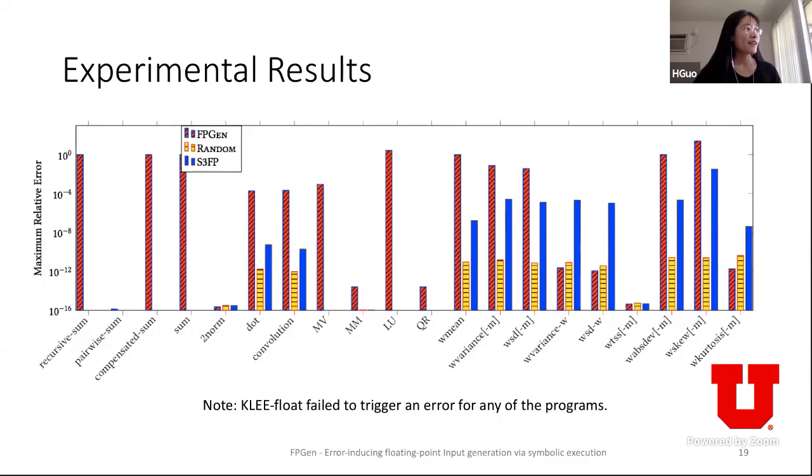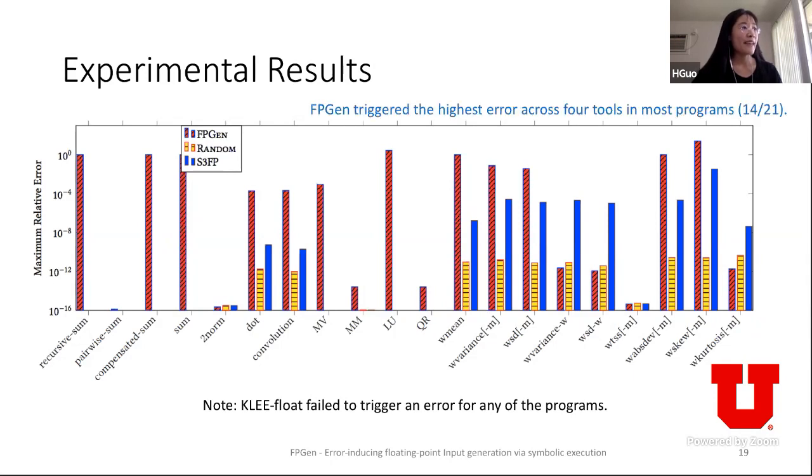So basically, on the x-axis, these are the benchmarks we used in the evaluation, and the y-axis represents the maximum error each tool can trigger in the program, and different colors represent different tools. Here, specifically for CleFloat, it failed to trigger an error for any of the programs.